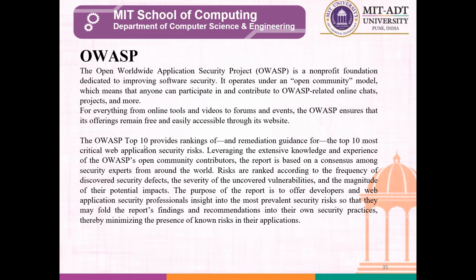So looking at what is OWASP Top 10. OWASP provides a top 10 ranking of vulnerabilities that are related to web application security risk. So why is OWASP important for the ranking of vulnerabilities? Since OWASP is an open community and has contributors across the globe, the risks are ranked according to the frequency of discovered security defects, the severity of uncovered vulnerabilities, and the magnitude of their potential impact. So this helps everyone around the globe to look at what is the most serious vulnerability related to web applications and how to secure against those vulnerabilities.